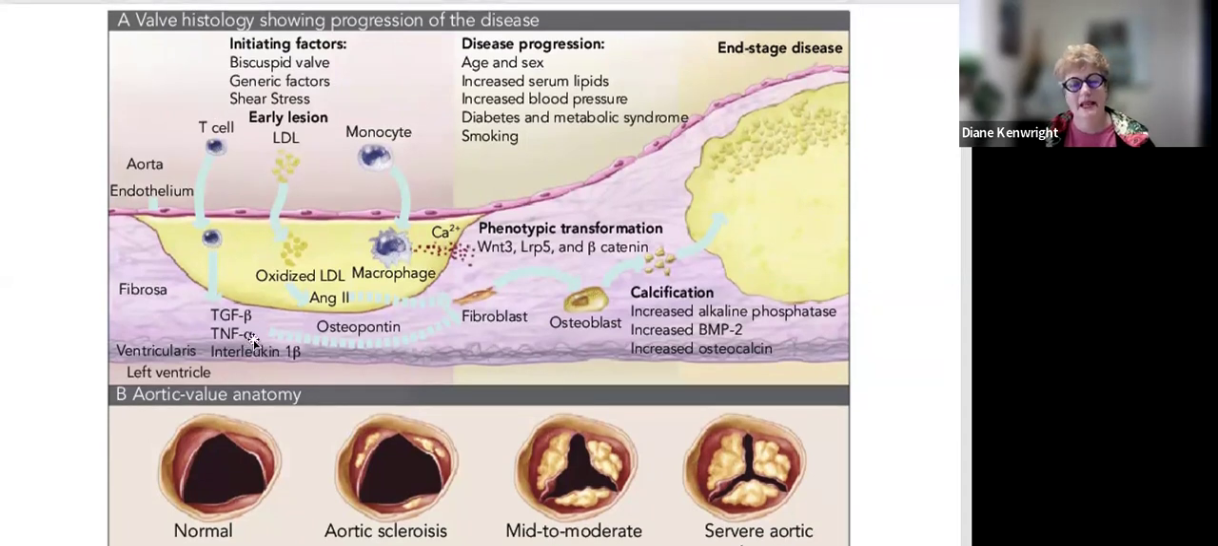But then what happens is that all the cytokines that are activated change fibroblasts into osteoblast-like cells, which results in calcification and the formation of these large nodules, which can in some cases actually develop true bone in them.